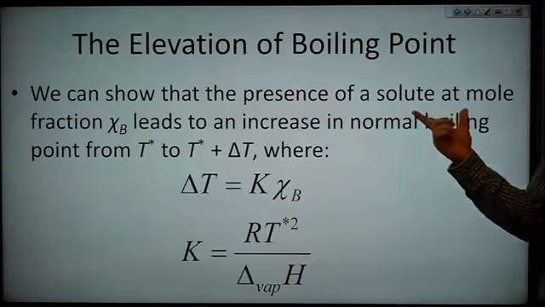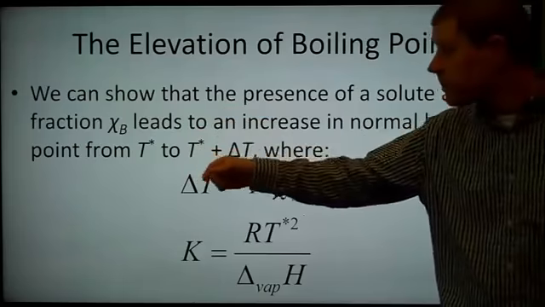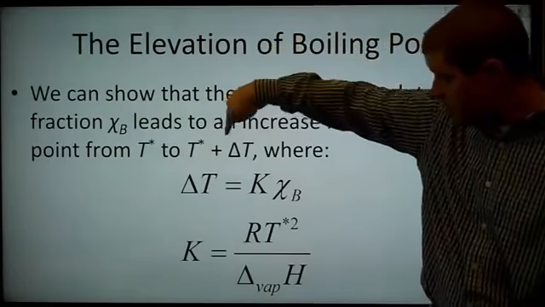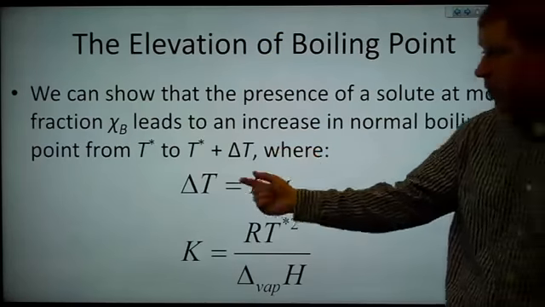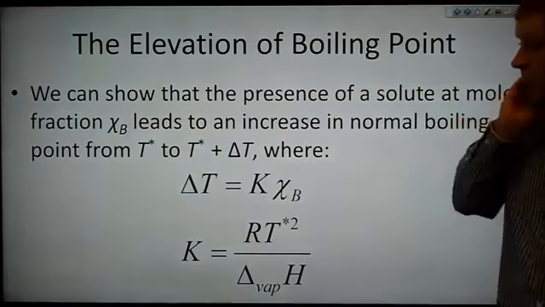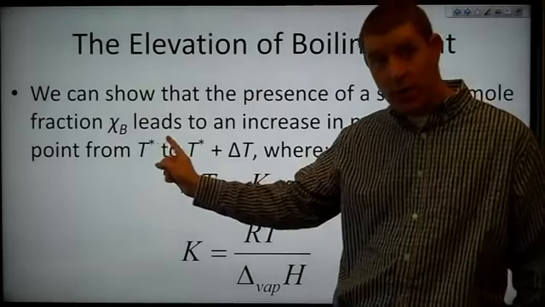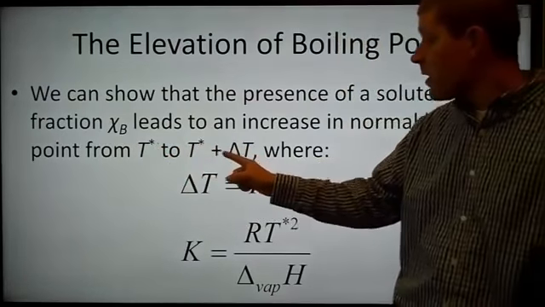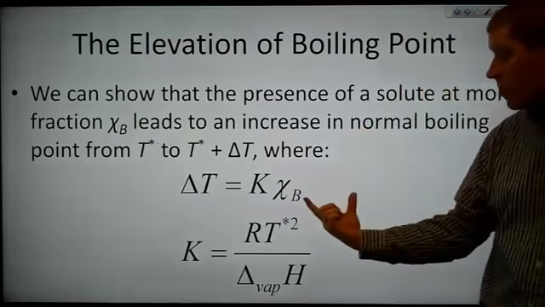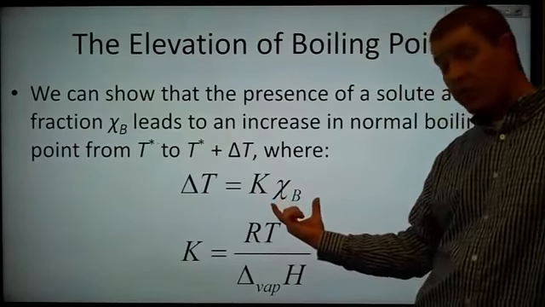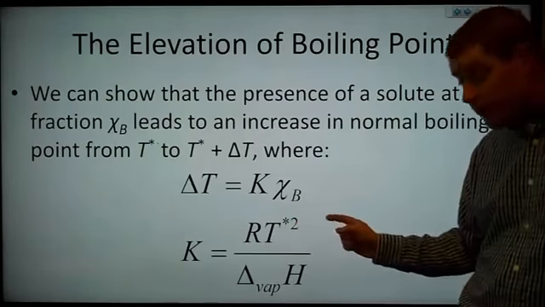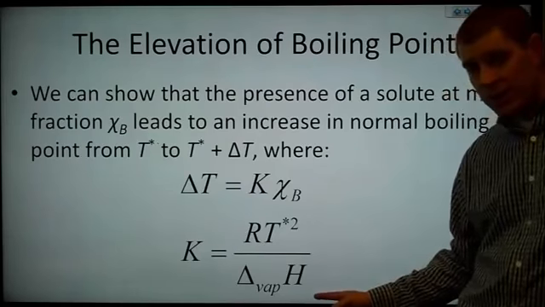Alright, so now we can show that the presence of a solute at a mole fraction chi B leads to an increase in normal boiling point from T star to T star plus delta T. Right, so from whatever the boiling point was while it was pure, so that's T star, the star there, remember, is the notation for pure, to that boiling point plus some change, where the change in boiling point is equal to K times the mole fraction of B, where K is equal to R times T star squared, divided by the enthalpy of vaporization.